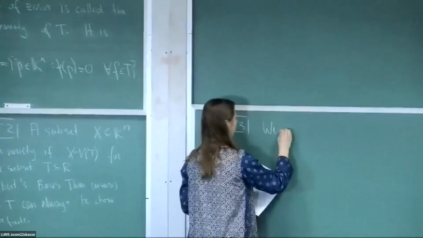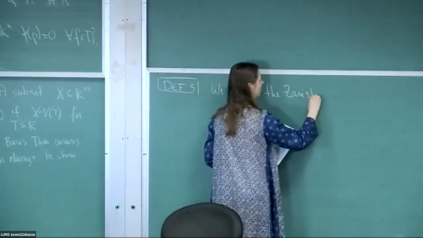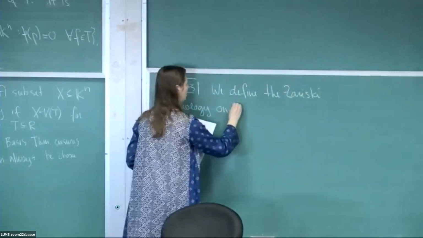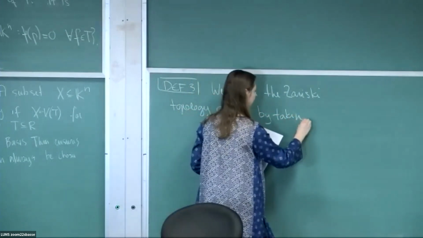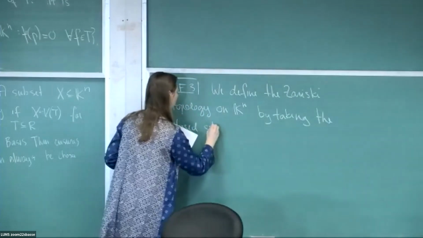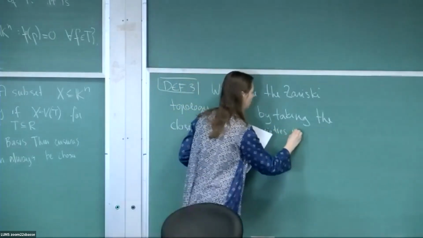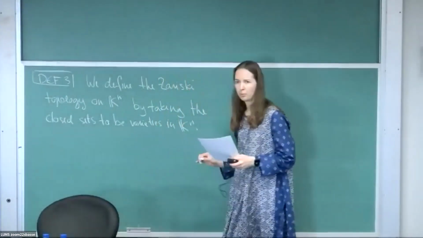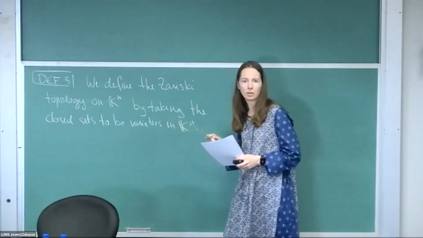So we define the Zariski topology on K^n by taking closed sets to be the varieties. And note that I will do an example in a moment, but this topology depends on K. So I will do an example showing what I mean by this.